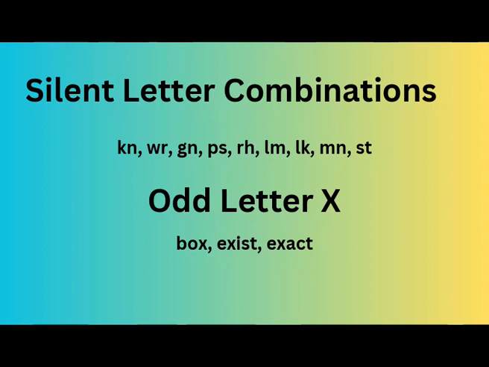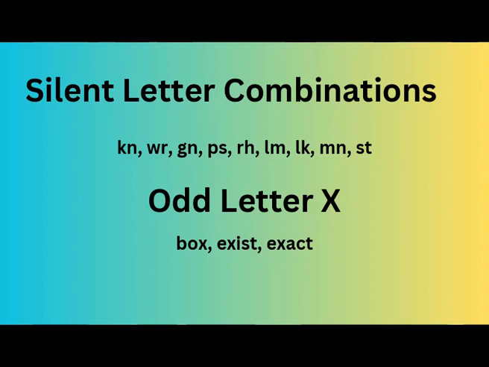RH as in rhythm. We don't hear that H, right? LM at the end of a word, palm. We don't hear that L. Folk, LK. We don't hear that L again. MN like in hymn. We don't hear that N on the end of the word. We don't say hymn-n. And then ST like in the middle of listen. We don't hear that T. We don't say list-en. So those are silent letter combinations. Those are less commonly used.